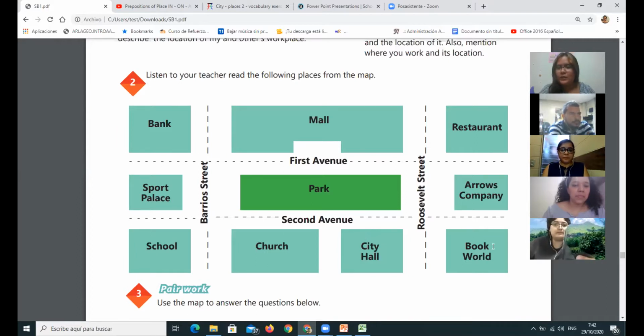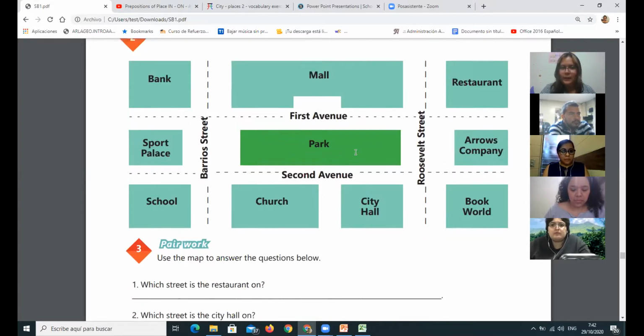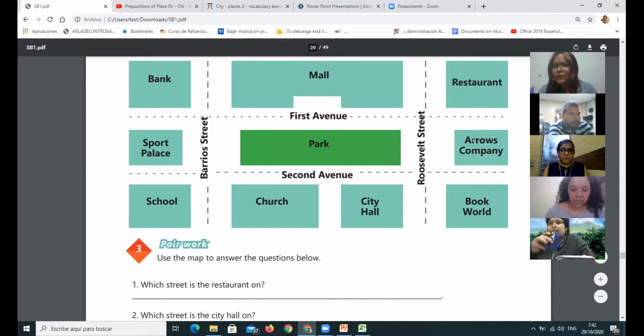Book World, which is a bookstore in this case. Arrows Company, which is just the name of the company, right? Or the Sport Palace, a place where you can practice sports. Now look at the streets. Roosevelt Street, Barrio Street, First Avenue, Second Avenue. Look at the different places here in this map. Now, Arrows Company, what is it, teacher? Arrows is the name of the company. Ah, okay.